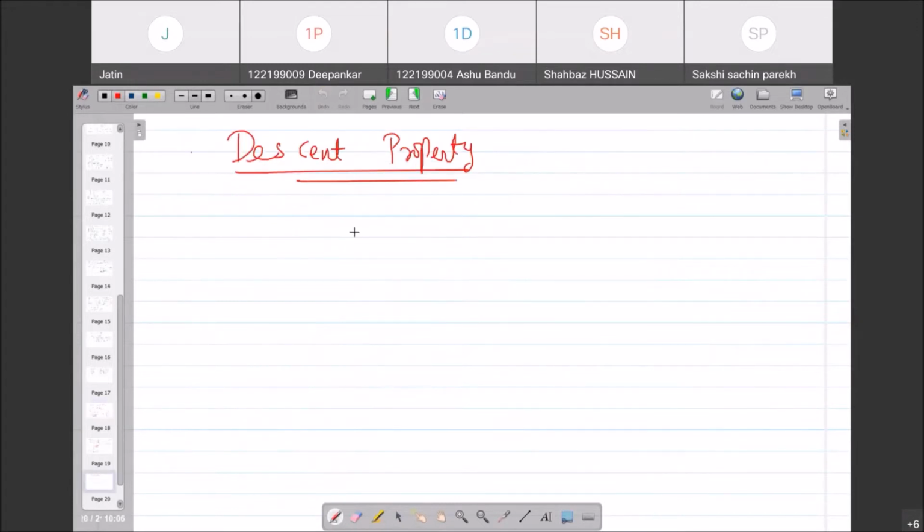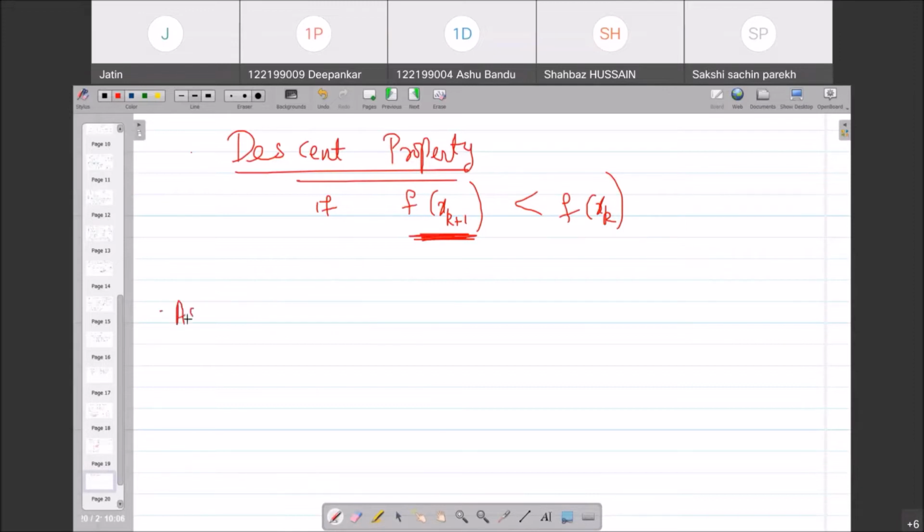When will I call a problem to have a descent property? If f of xk plus 1 is less than f of xk, then I will say that f has a descent property. As my k increases, this is less than, meaning I'm approaching the minimum value. Because our problem is a minimization problem, that's why this is a descent property.